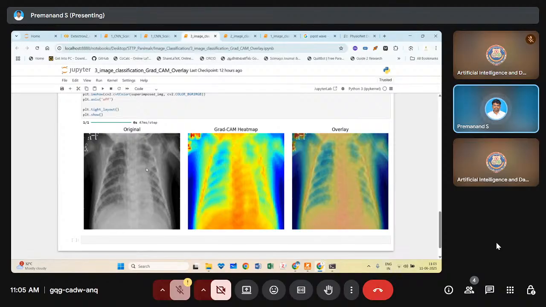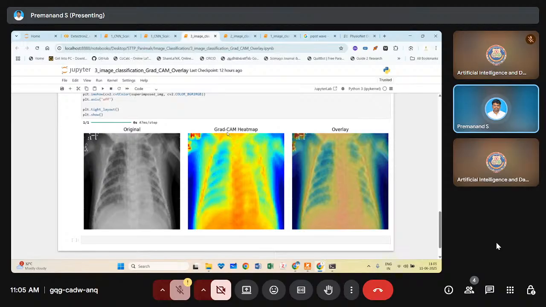For example, a radiologist will be seeing some features in images like an X-ray or a CT scan or PET scan, something like that. So he will say, this is the region or this is the part I'm focusing on to say what the problem is. That is a medical term, right? But as an engineer, we need to see what area this particular deep learning architecture is focusing on.